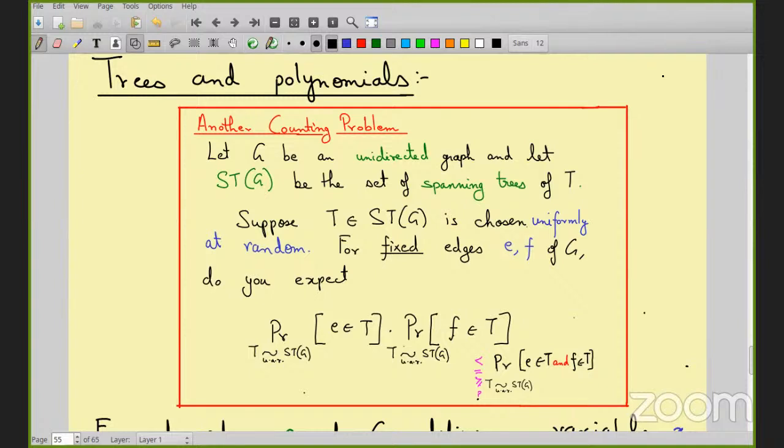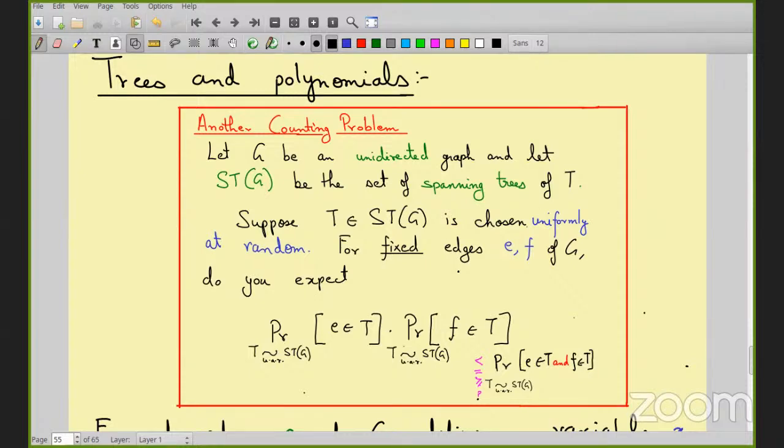I think Sayantan and maybe others had guessed that the inequality should be that the product of the marginals is greater than or equal to the joint probability. The rough intuition was that when you put an edge in the spanning tree, other edges become less likely because they might create cycles. There are other ways to prove this, but we'll do a proof which will prove other things and also imply this as a corollary. It will also let us go into some very interesting 19th century mathematics, which is relevant today.